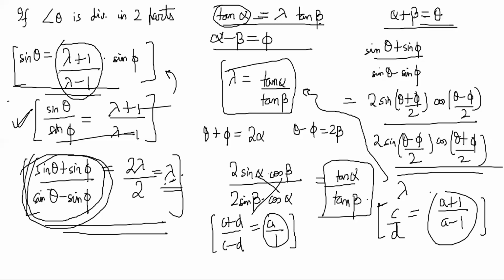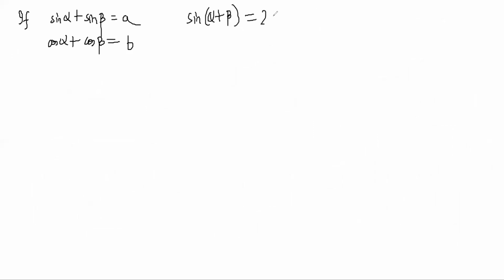Okay, fine. Next one is: if sine alpha plus sine beta equals A, and cos alpha plus cos beta equals B, show that sine of alpha plus beta is 2ab by a square plus b square.